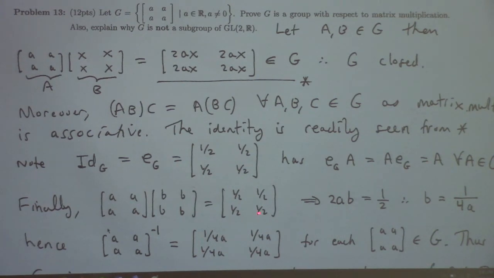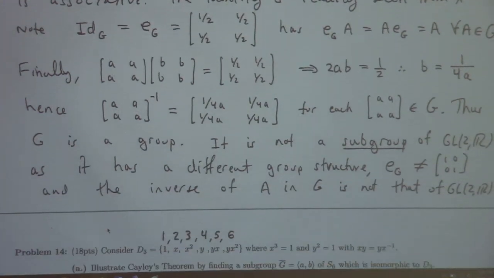And then to find the inverse, I just calculated it. So I want this times that to be 1/2, 1/2, 1/2, 1/2. And so that tells me that 2AB is a half, so B has to be 1/4 A. So there you go, that's the inverse. Which of course is not the matrix inverse, right? Not the usual inverse of a matrix. This is the inverse relative to that group structure.